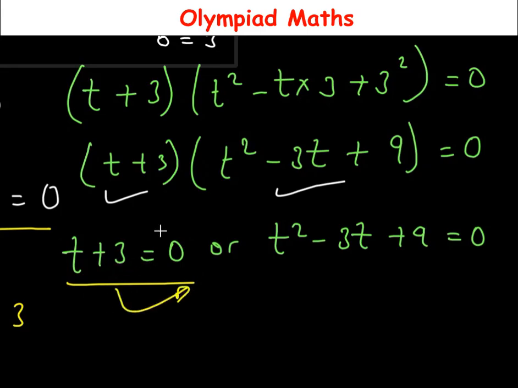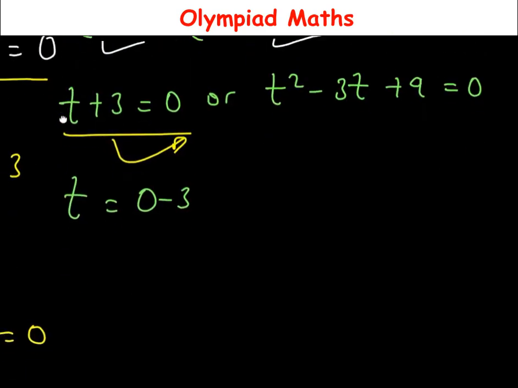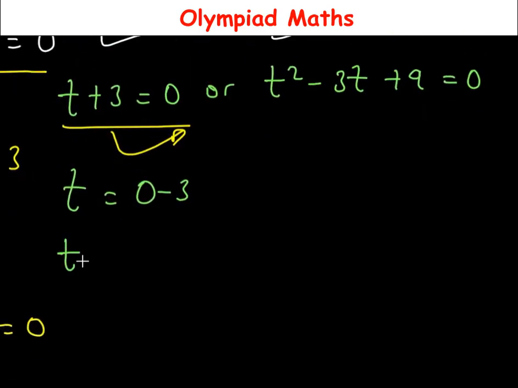move plus 3 over to this side, right? The value of t is then equal to 0 minus 3. And from here, the value of t4 is equal to 0 minus 3, which is minus 3. Good. Now, we've gotten the value of t4. Let us then solve for the other values of t from this other equation.